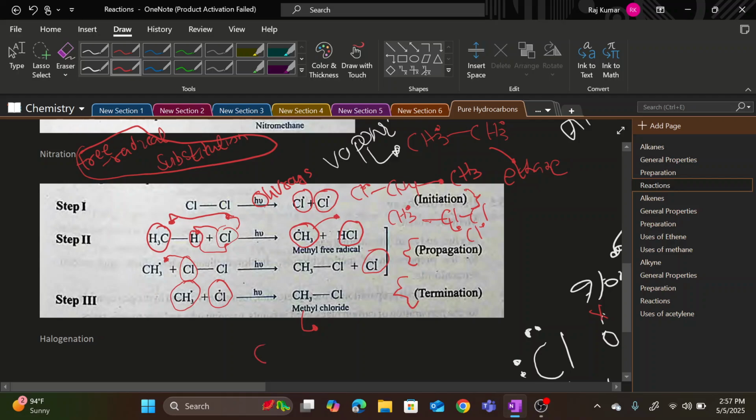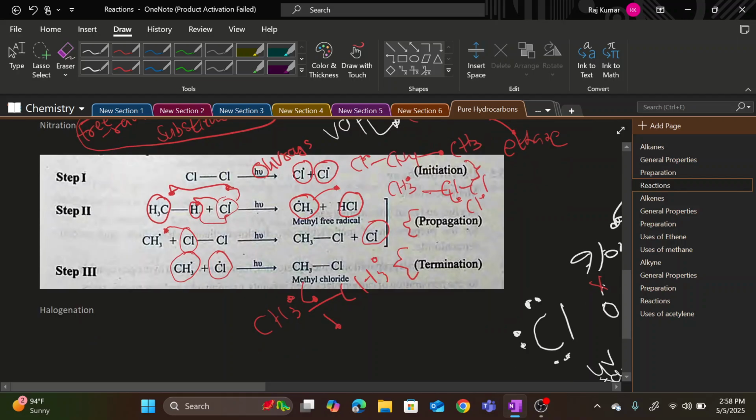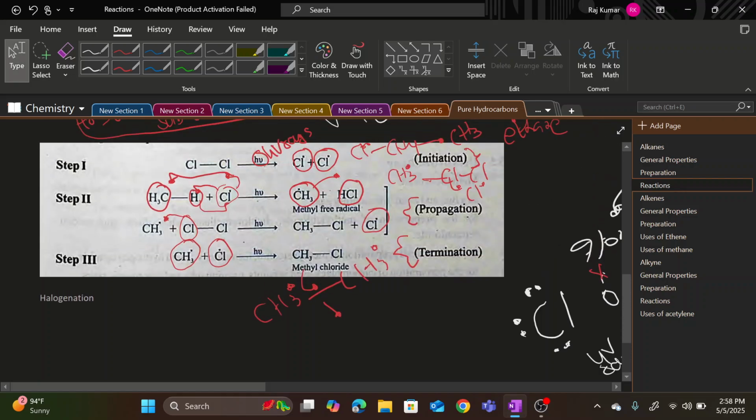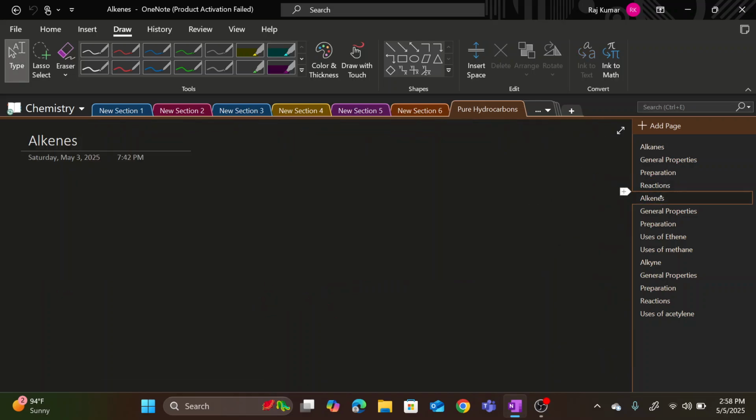And then we have another example of termination as well. If we just have a methyl free radical and a methyl free radical combining together, it will produce ethane. So this is all about it. Now let's just move on to alkenes.